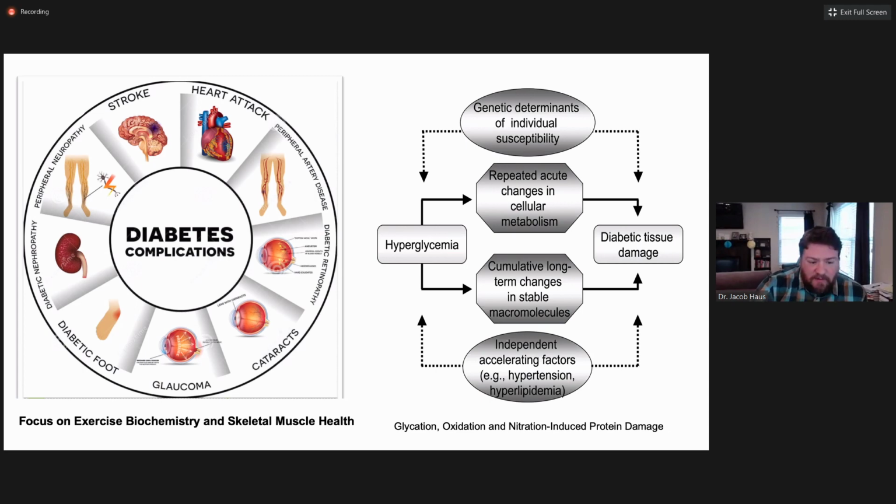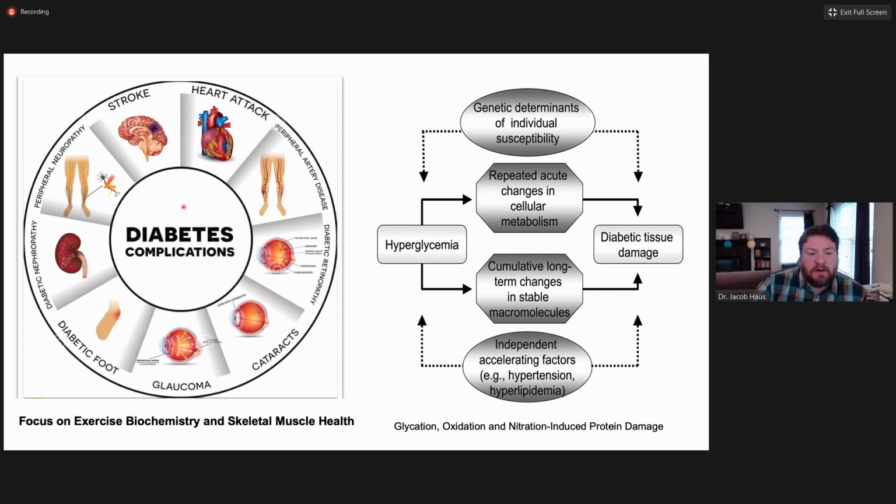So the main focus of my laboratory is diabetes complications. And specifically, we're interested in the exercise biochemistry and the skeletal muscle health as it pertains to diabetes complications. So you can imagine here that skeletal muscle would play a big role in, say, peripheral artery disease, peripheral neuropathy, and even in the diabetic foot.